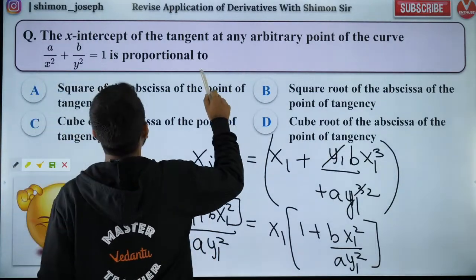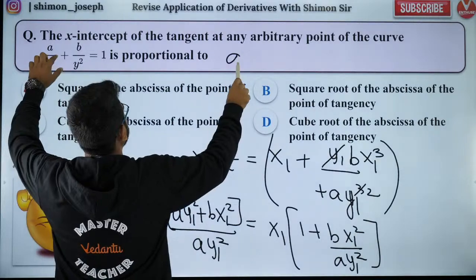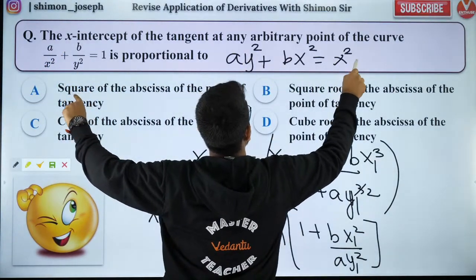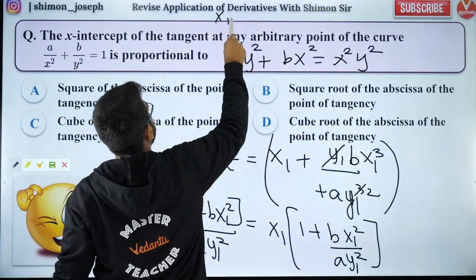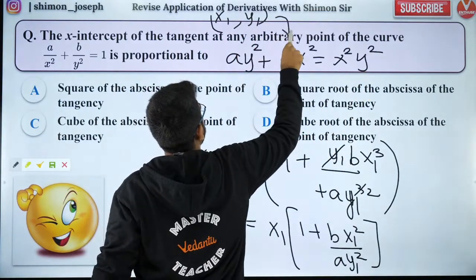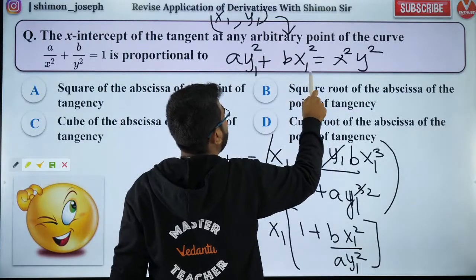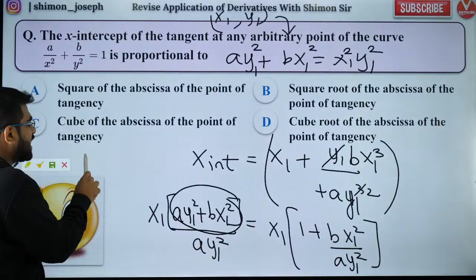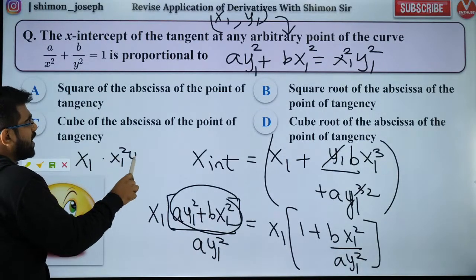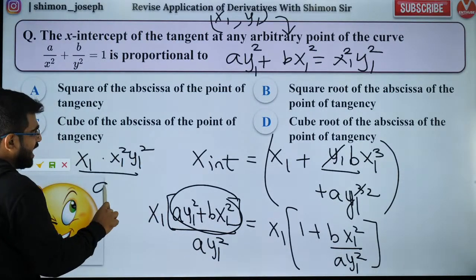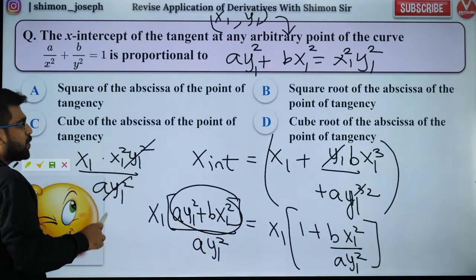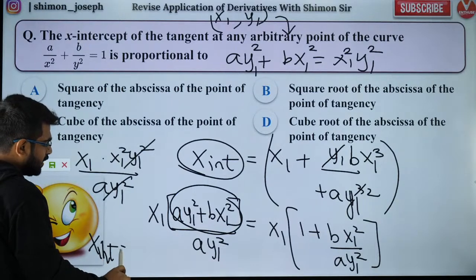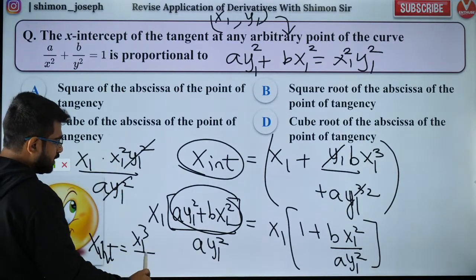Now guys, what is a y1 square plus b x1 square? I told you this can be simplified as a y square plus b x square is equal to x square y square. We know that x1 comma y1 lies on this curve. So can I say a y1 square plus b x1 square is equal to x1 square y1 square? So the numerator I can write as x1 square y1 square, and the denominator is a y1 square. So y1 square cancels. So the x-intercept is nothing but x1 cube by a. That's it.